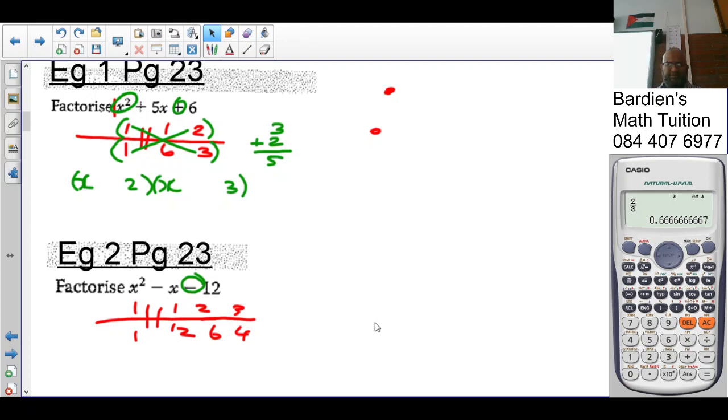Okay. So we said that's going to be negative. So we're going to subtract the factors. So 1 times 12 is 12. 1 times 1 is? Subtract it, I get 11. What am I looking for? 1. I'm looking for 1. Okay? So it's not that one.